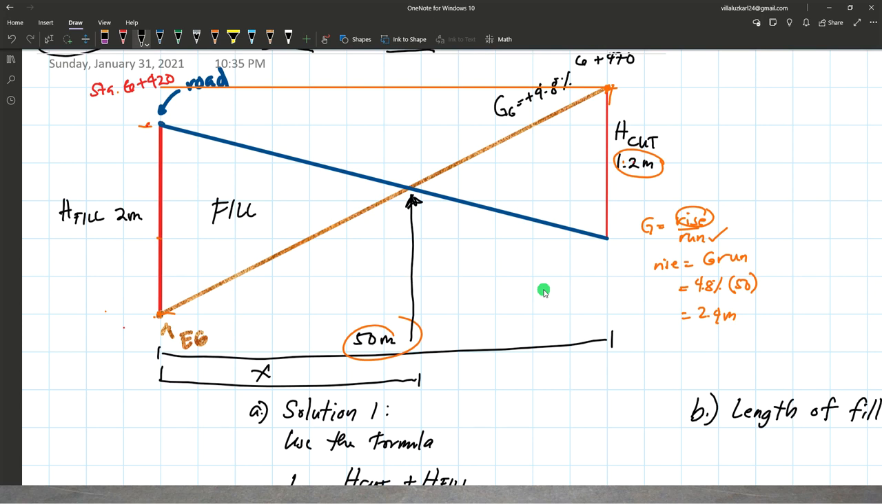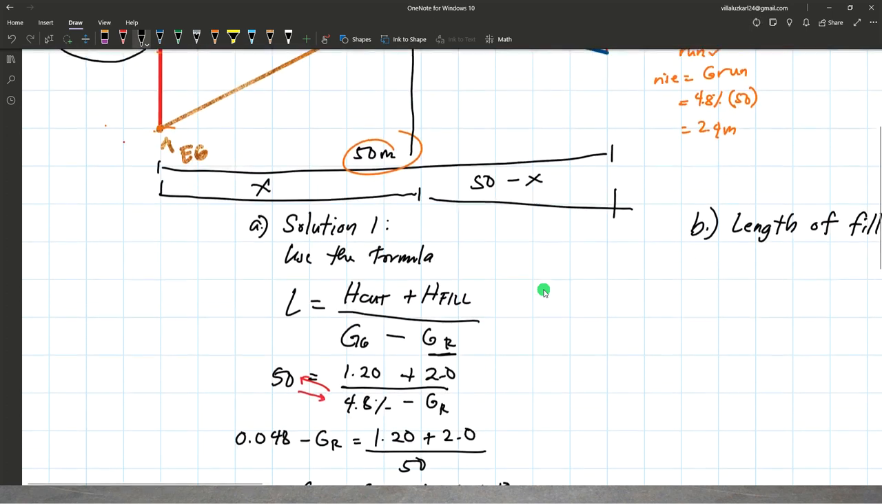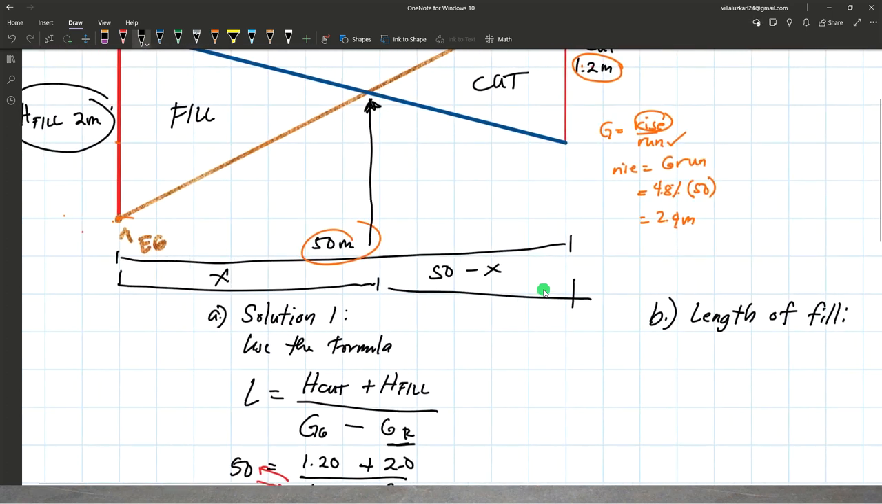The solution here is we use the principles of similar triangles. This triangle here at the field is similar to the triangle on the curve. So we just equate the ratio of their height to the respective horizontal distance. If this is 50, we have 50 minus x on the curve. So equating the two, we have h of field over x equals h of cut over 50 minus x.